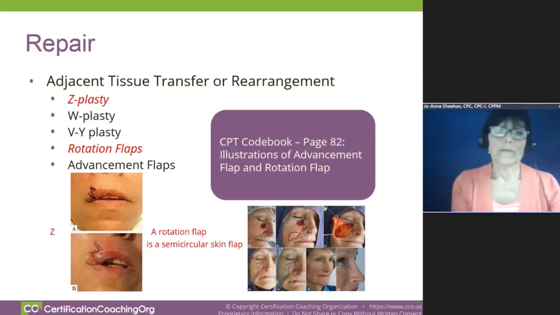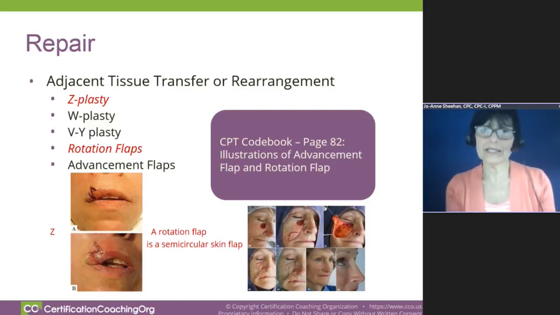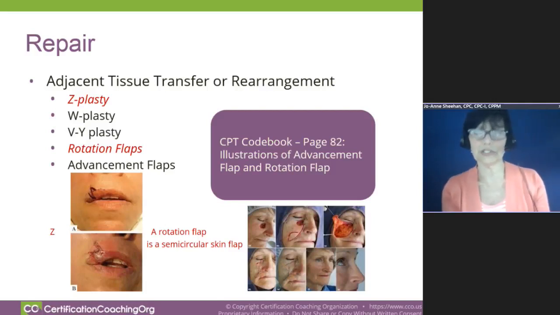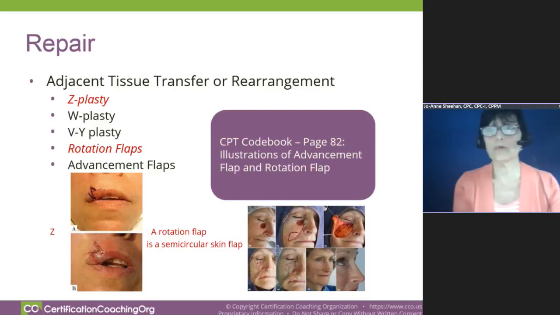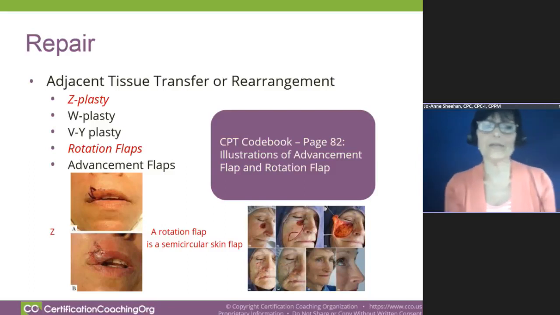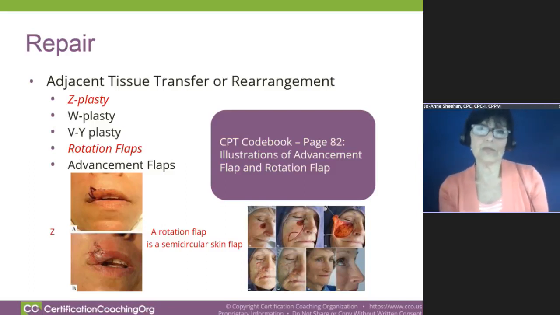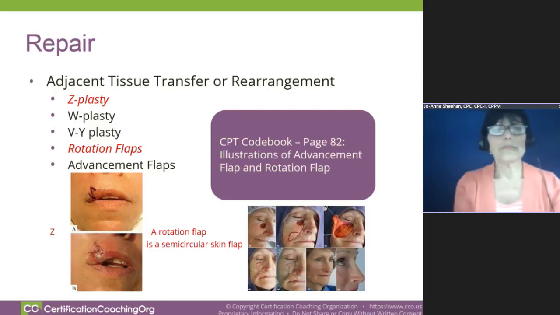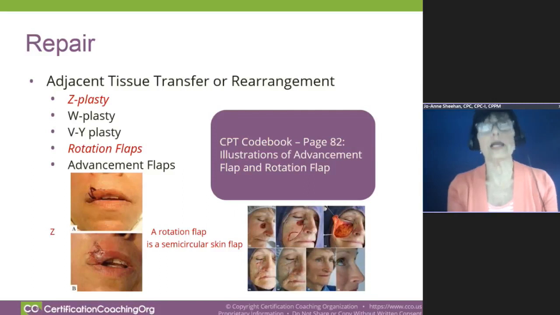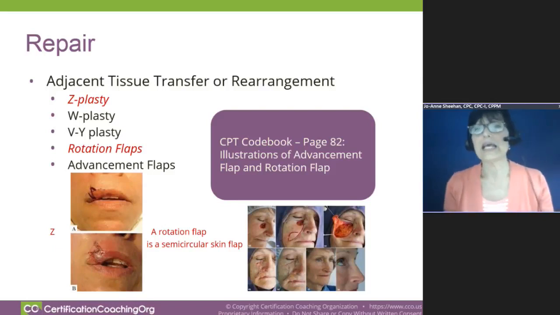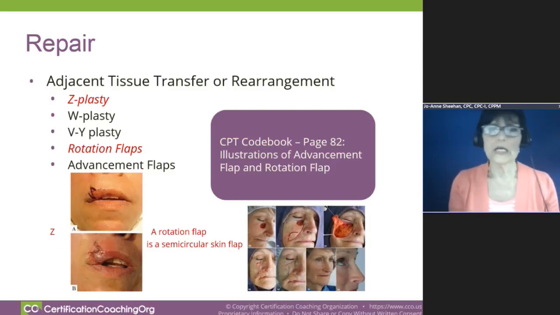Okay. Yeah. I know sometimes it gets tricky, but fortunately the CPC exam doesn't have ambiguous situations, so they're very specific, and most everything is open book, and you can find the answers in the guidelines in your manual, so you're okay. When we talk about repair of the adjacent tissue transfer or rearrangement, this is another one that I always reference because I need to look at the illustrations. I need to understand. I have to visualize it. And on page 82, there are illustrations, so that will help you.